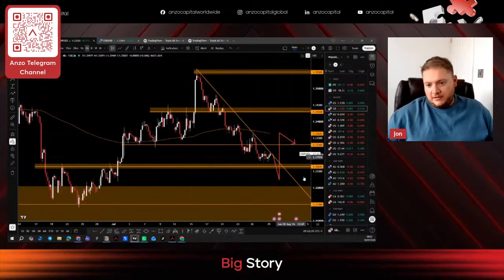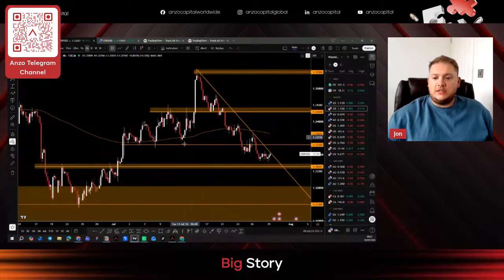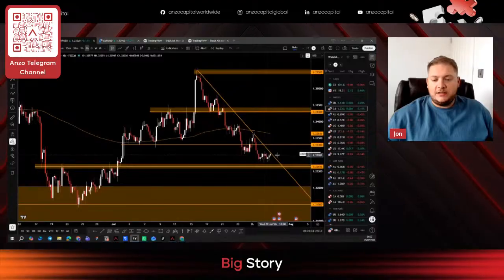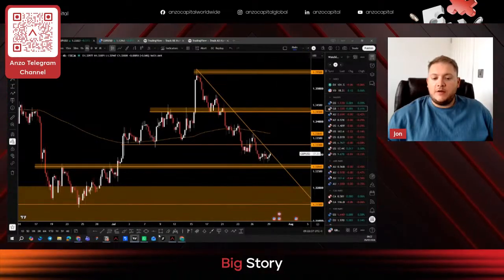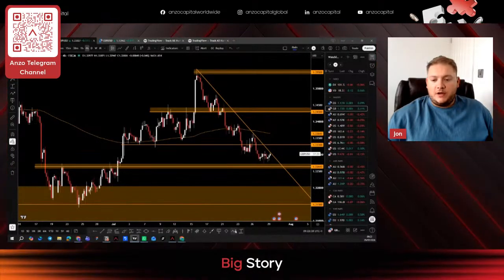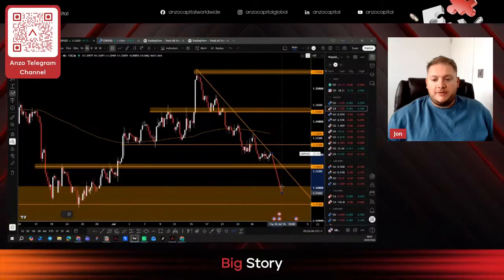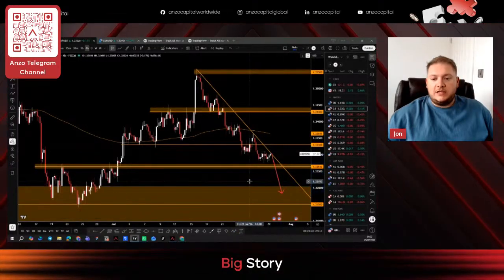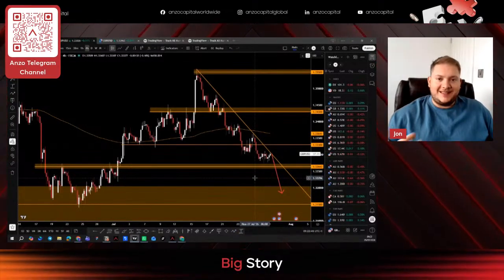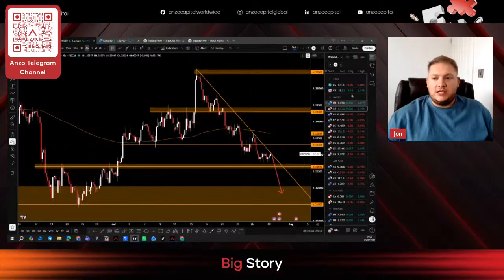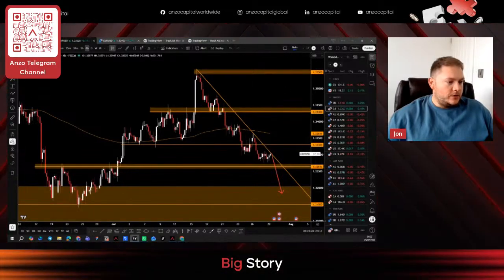I think the trend here on the 4-hour is down, so I always try and stick with the trend. The dollar is one of the strongest currencies at the moment, so really speaking, this market looks more bearish than bullish at the moment. But obviously, with these two upcoming events, things could potentially change. So keep an eye out for those movements tomorrow.